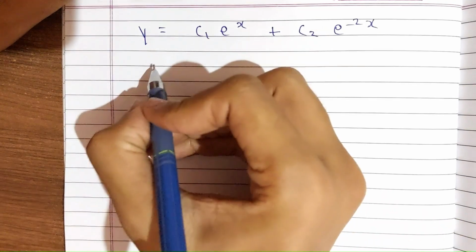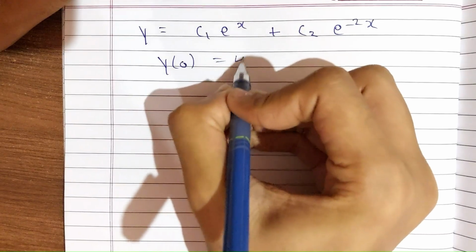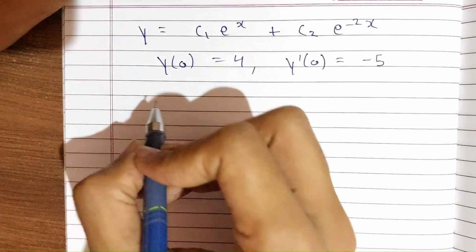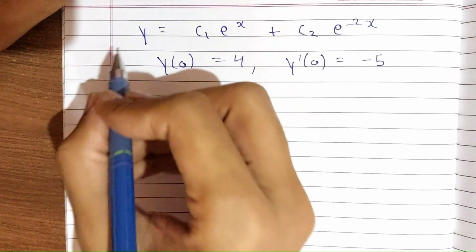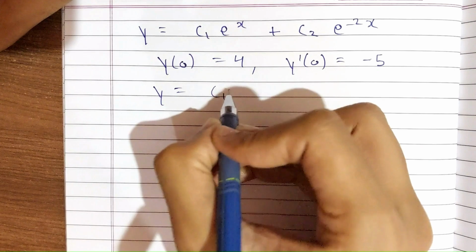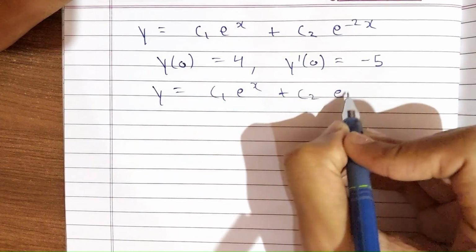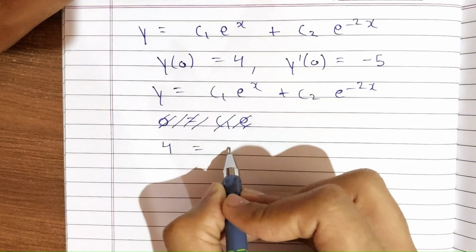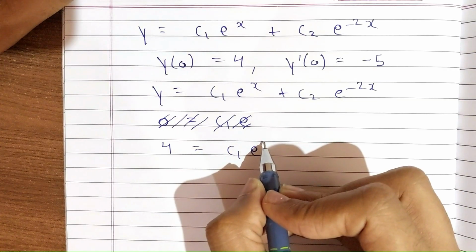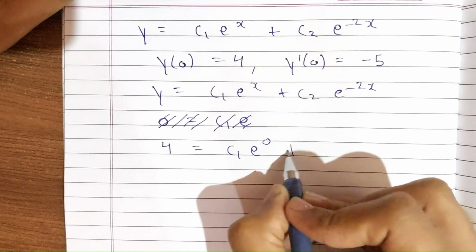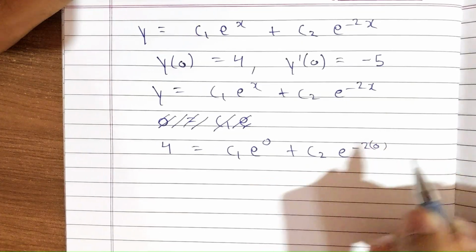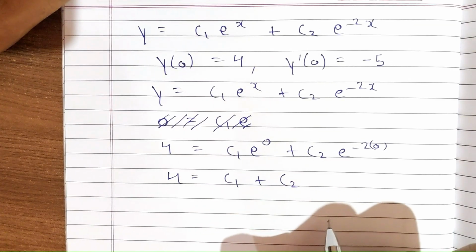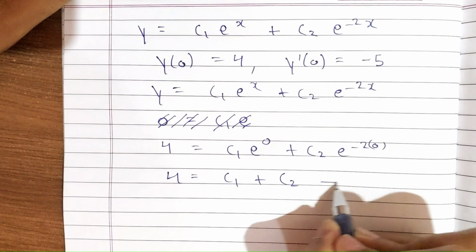We are given initial conditions y of 0 equals to 4, y dash of 0 equals to minus 5. So we will use this initial condition in this equation. Y equals to c1 e to power x plus c2 e to power minus 2x. So put y equals to 4, put x 0, we will get this equation. Let this be equation 1.